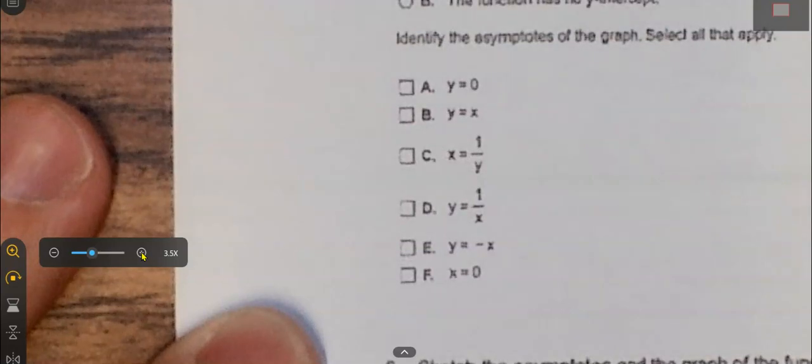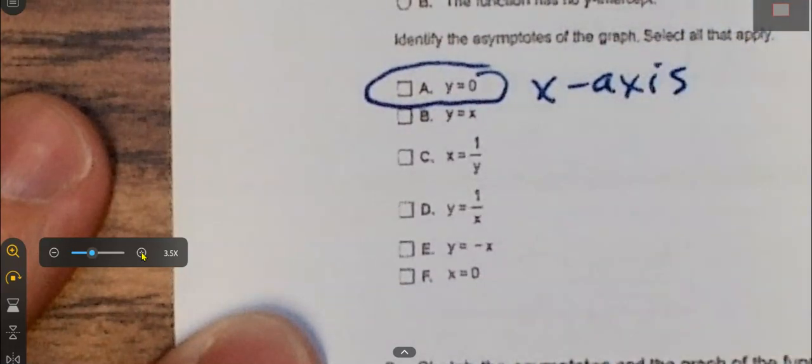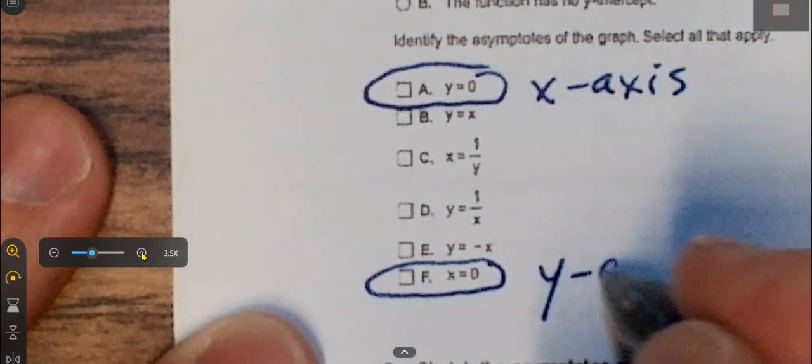Y equals 0, excellent choice. Also known as the x-axis. Okay. And x equals 0, the y-axis.